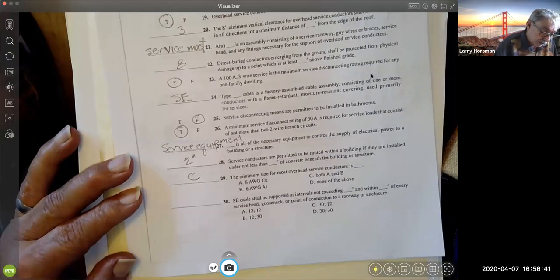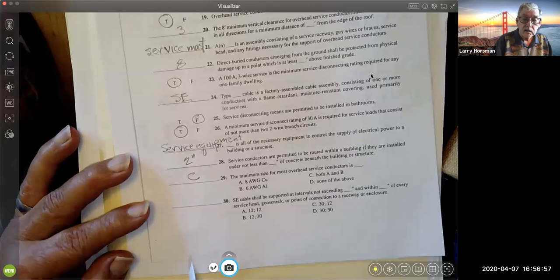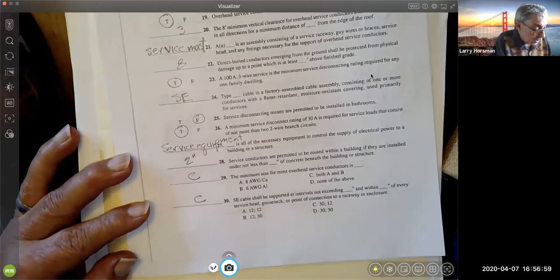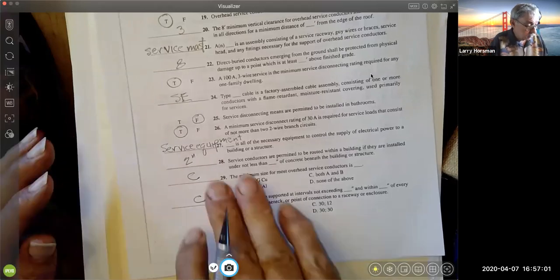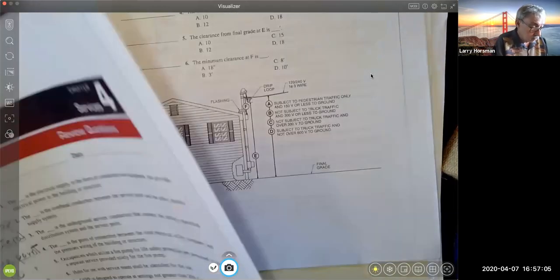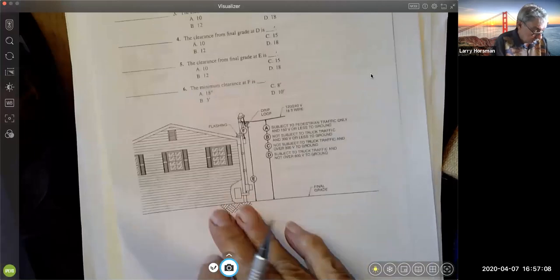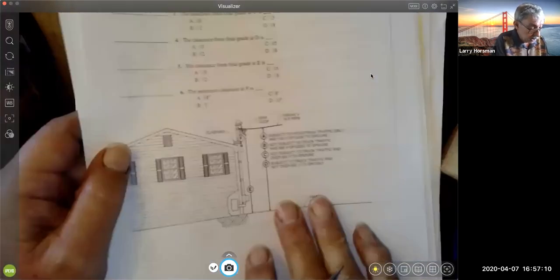Service entrance cables shall be supported at intervals not exceeding 30 inches and within every 12 inches of every service head, gooseneck, or point of connection to a raceway or enclosure. All right. So that covers that. And we can look at the clearances.